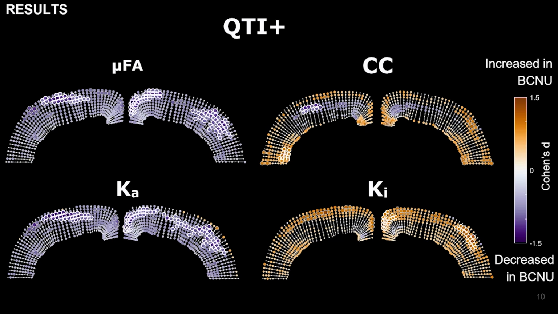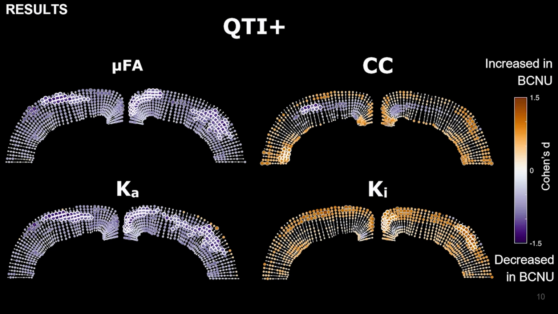Regarding the results from the QTI plus model, the greatest differences corresponded to micro-FA and KA, which show reductions in the BCNU group throughout all the cortical layers in both hemispheres. Also, CC presents interspersed anomalies at different depths, and KI shows increases in the BCNU group.